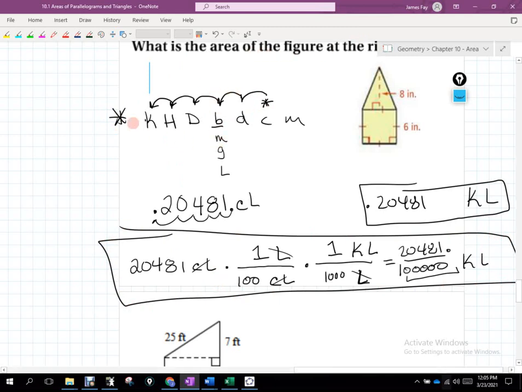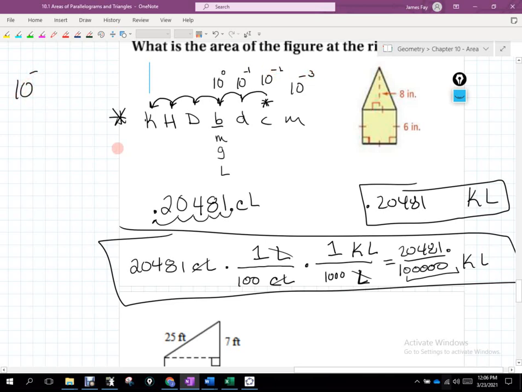This is a power of 10 tool. This is why the metric system is so useful, because this is 10 to the 0 power. Your base, 10 to the 0, is always 1, right? So that's why it's my base. It's my unit that I start with. This is 10 to the negative 1. This is 10 to the negative 2. This is 10 to the negative 3.